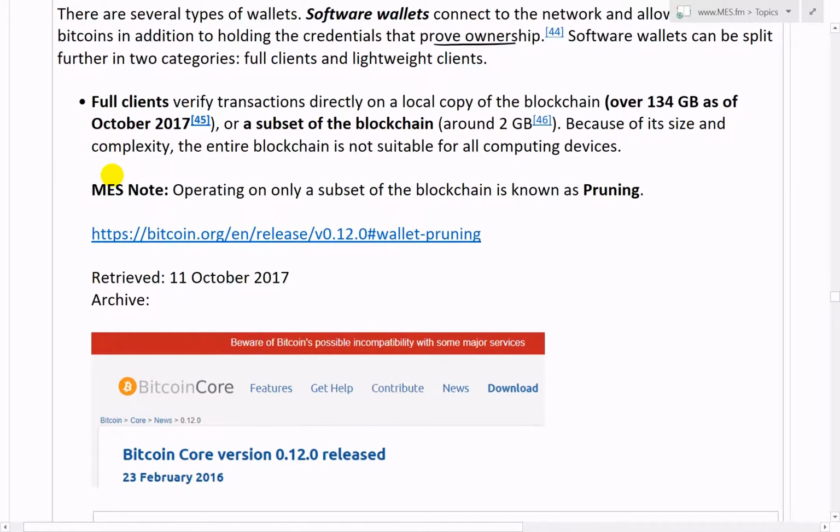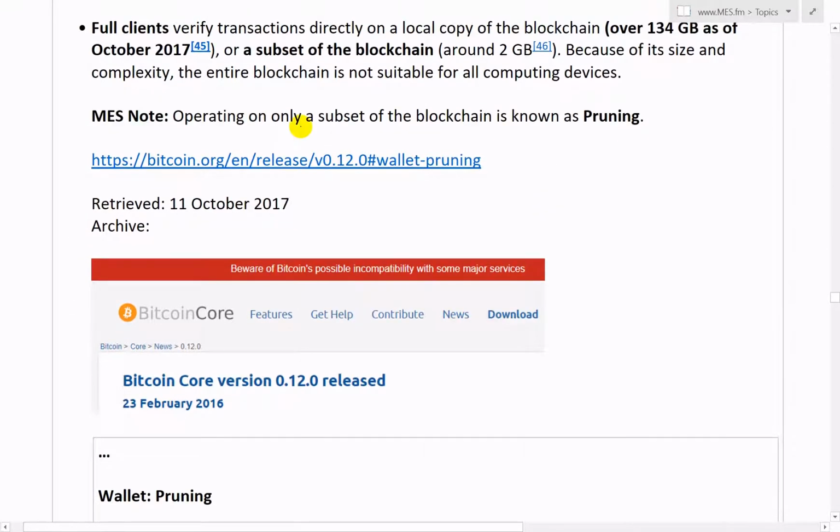Full clients verify transactions directly on a local copy of the blockchain, over 134 gigabytes as of October 2017, or a subset of the blockchain, around 2 gigabytes, based on a new version of Bitcoin. I'll go over that. It's called wallet pruning. Because of its size and complexity, the entire blockchain is not suitable for all computing devices. And just note, operating on a subset of the blockchain is known as pruning.